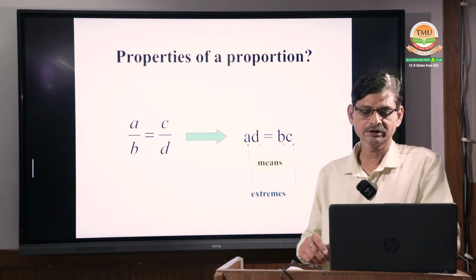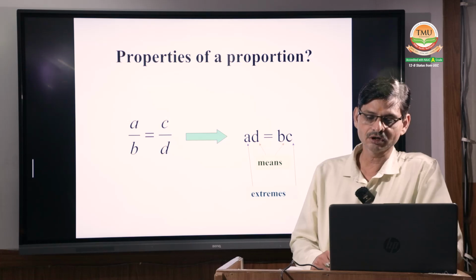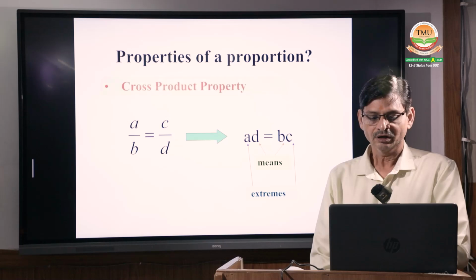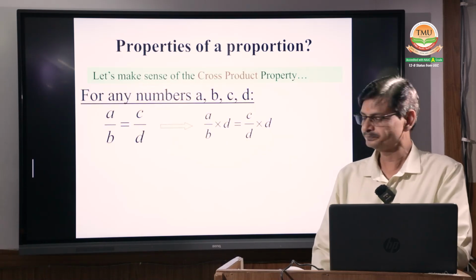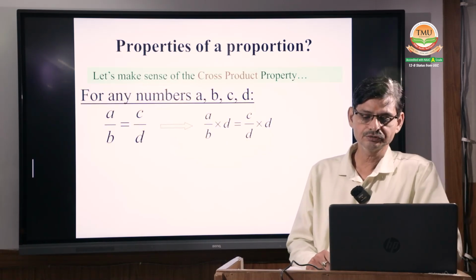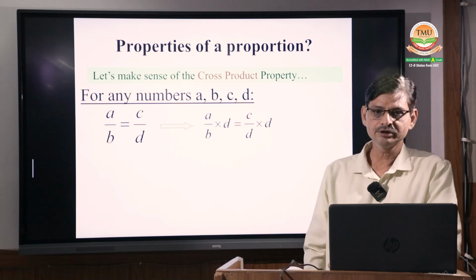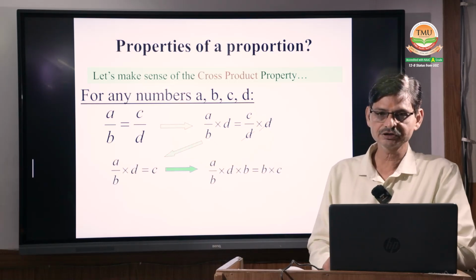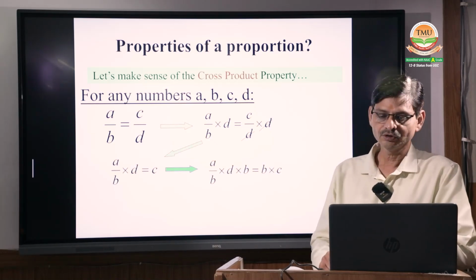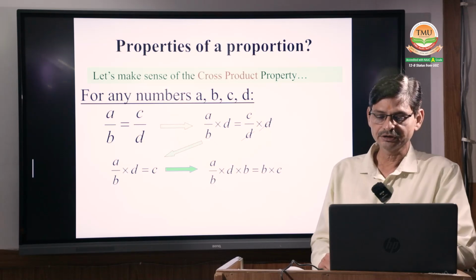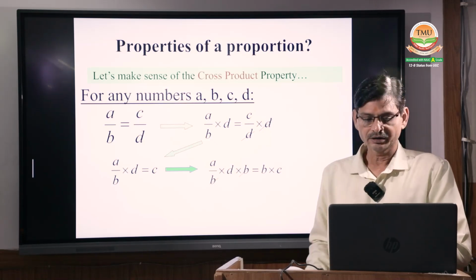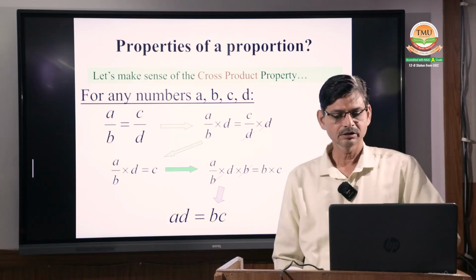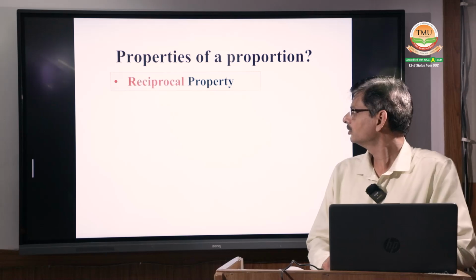And another property, let's make sense of the cross product property for any numbers A, B, C, D. A upon B is equal to C upon D, so A upon B into D is equal to C upon D into D, and A upon B into B, D is equal to C, which implies that A upon B into D into B is equal to B into C, and that is AD is equal to BC. And another property is the reciprocal property.